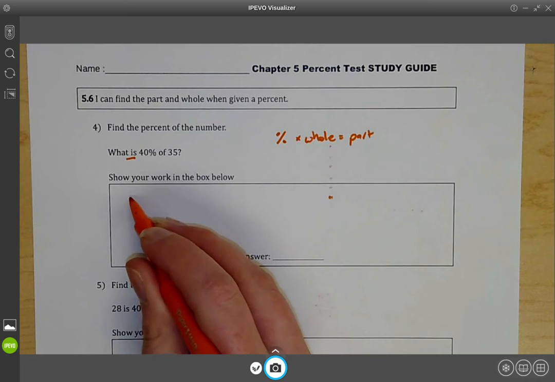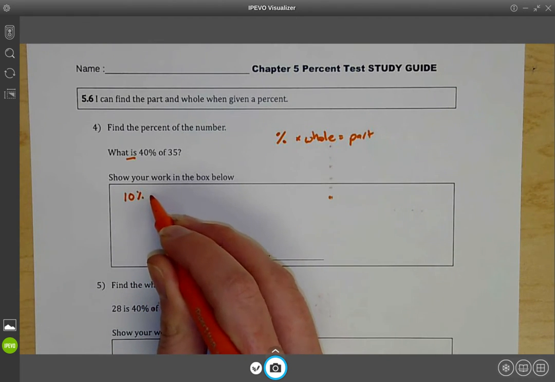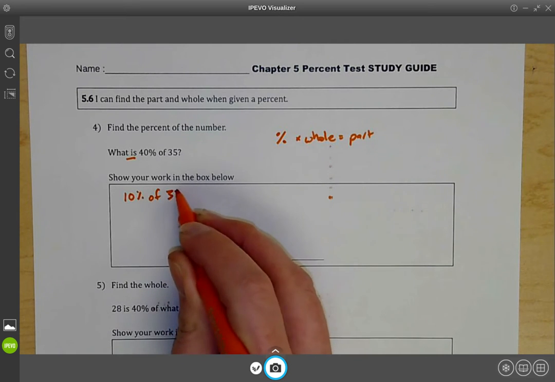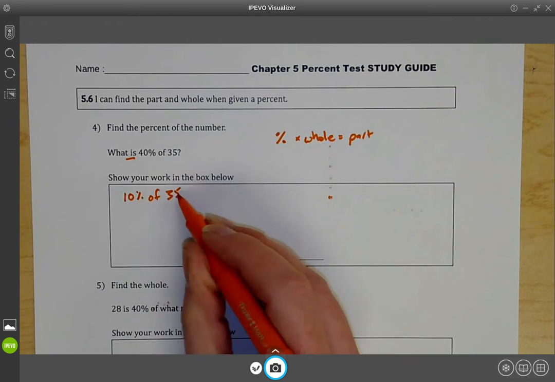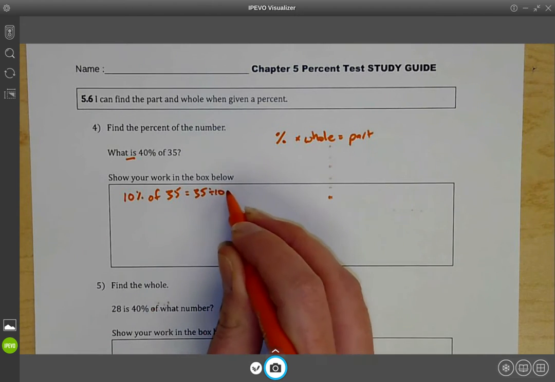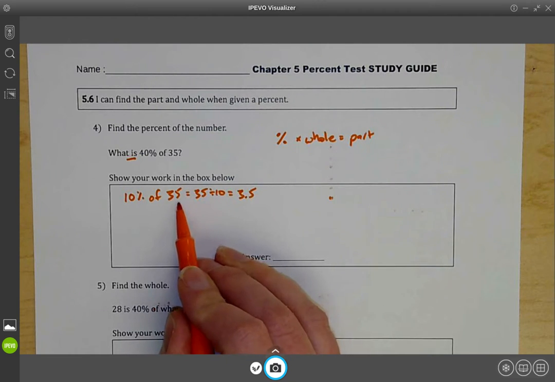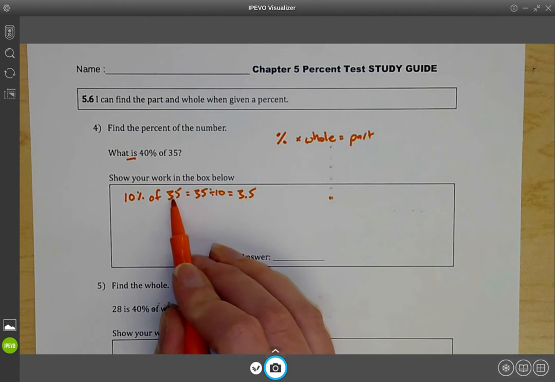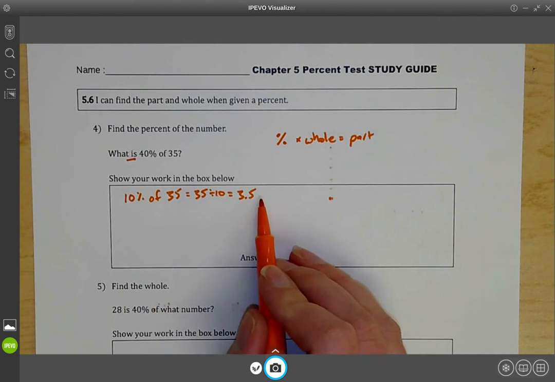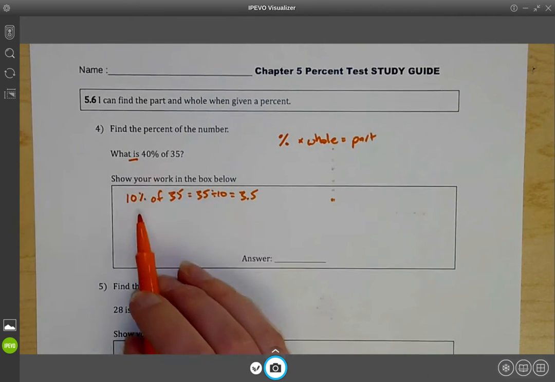40% of 35. So I am going to look for 10%. 10% of 35 is when I take 35 and I divide it by 10. So 35 divided by 10 is 3.5. And in class, we talked about how you just scoot the decimal one place value over. Dividing by 10 just moves our place values over 1. So 10% of 35 is 3.5.